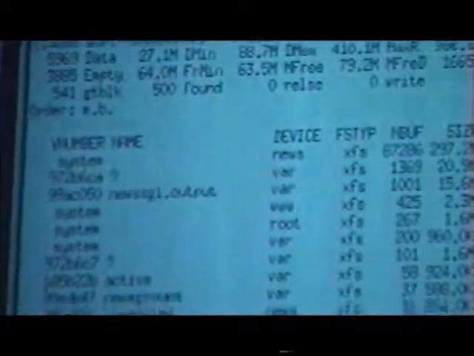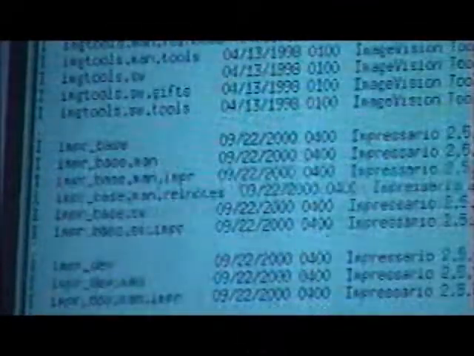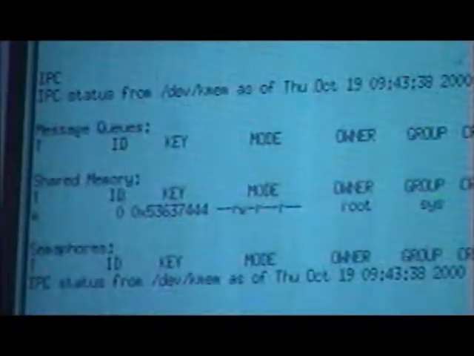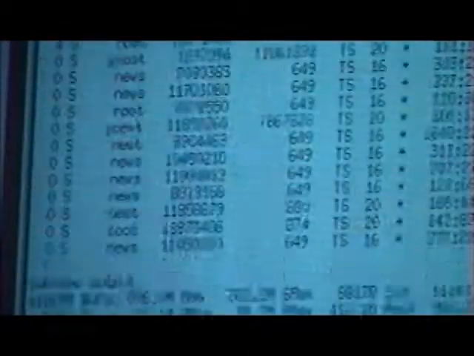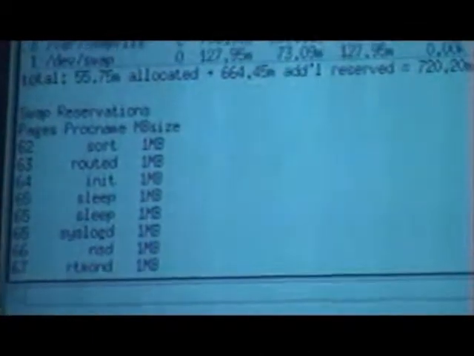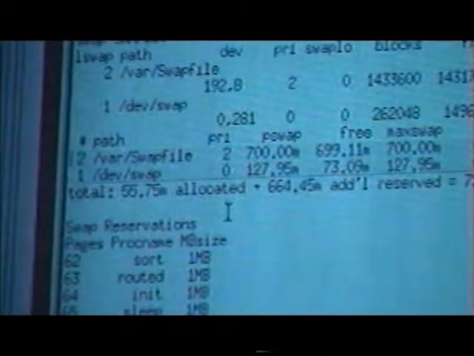I've got PS, I've got buff view, we'll take a look at that later. My versions. Now, go back. Dev swap was a raw partition on the disk, protection 0, whereas var swap file was an actual file. Correct, in the file system. Yes. So I would assume that var swap file would be slower access than the other one? Not really and not necessarily. Okay.